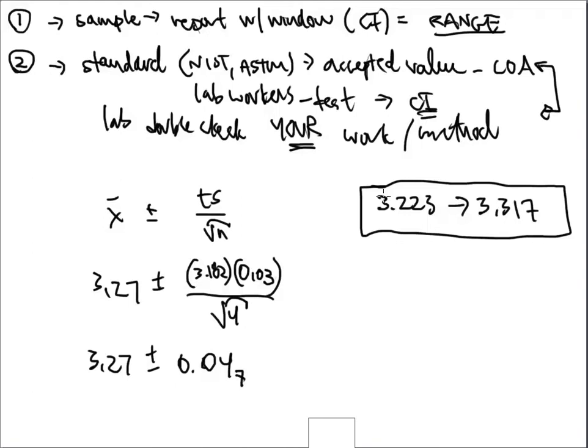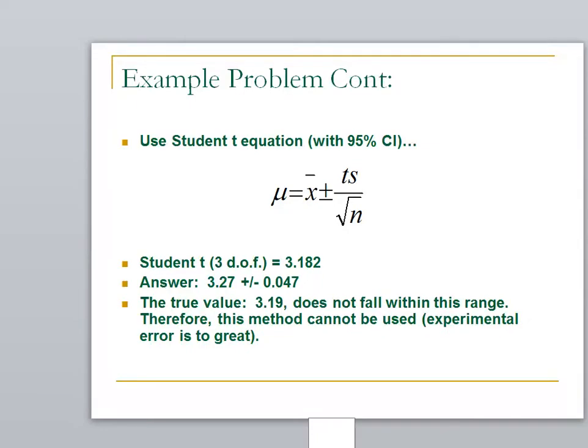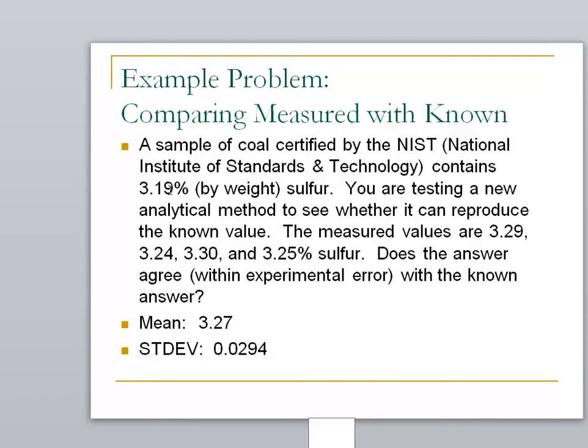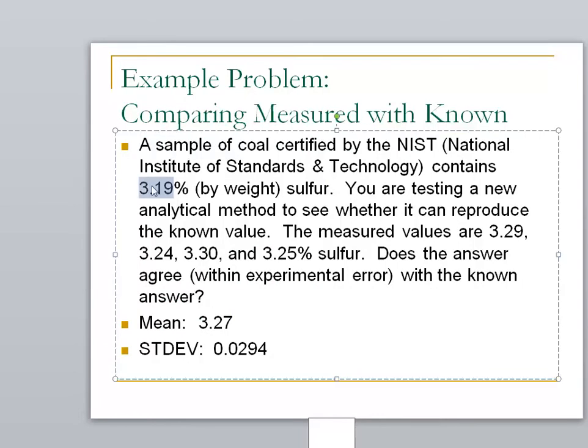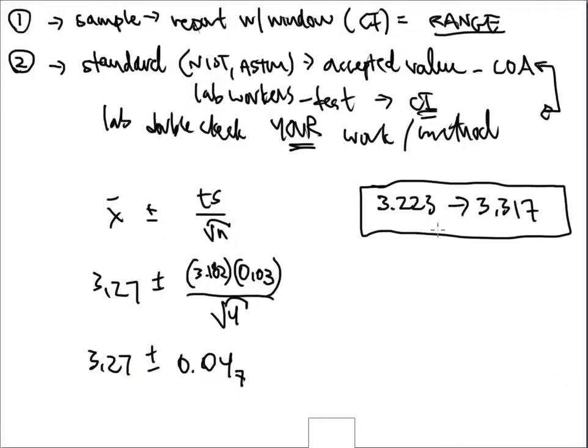And the lab is going to come back and they're going to say, you know what, Tracy, you're wrong. We're sorry. Something either happened with your measurements or with your technique, or something is wrong with the method that we are testing, but something is off. Because we know, because we ordered this standard from a company, that your answer should be 3.19. That is the accepted true answer. And based on the data that you're giving us, 3.19 falls outside of this window.